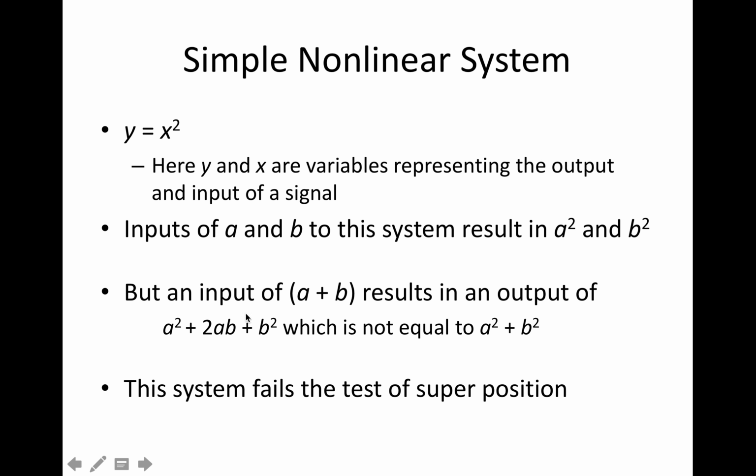So a simple nonlinear system might be y is equal to x squared, where x is the input and y is the output. And if we input a into this system, we get a squared. If we input b, we get b squared. But now if we input a plus b for x, we get the square of the sums, which is a squared plus 2ab plus b squared. That's not equal to the sum of the outputs of the individual inputs. So basically, this system fails the test of superposition, meaning it is a nonlinear system.